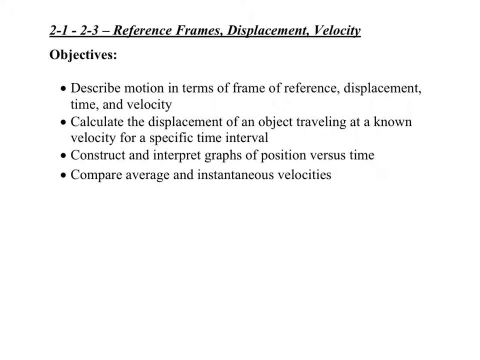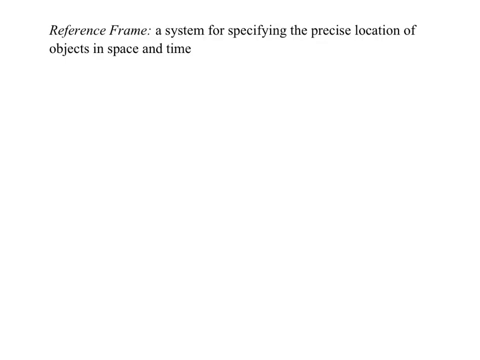We're going to describe motion in terms of 3 things. We'll talk about a frame of reference. We'll talk about displacement, time, and velocity. 4 things. Calculate the displacement of things in a time interval given. And again, that's got to be at a known velocity. We'll construct and interpret graphs, something we kind of looked at already from the lab. And then we're going to talk about average and instantaneous velocity. So let's jump right in.